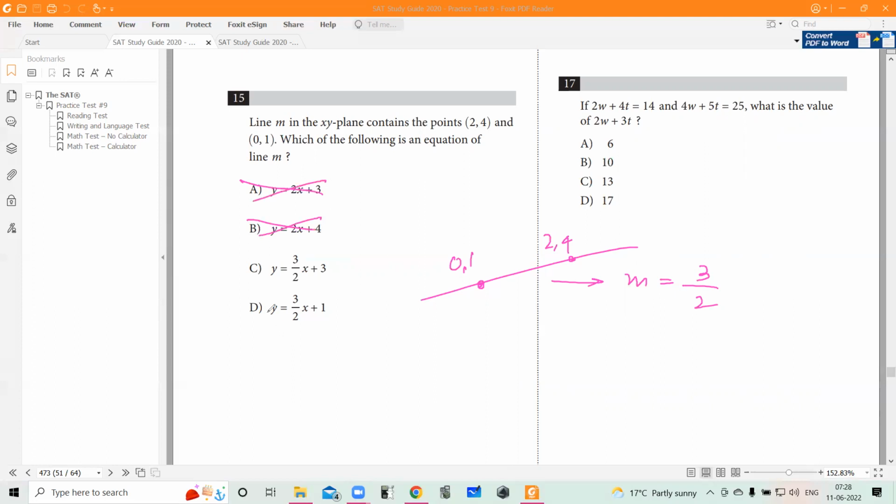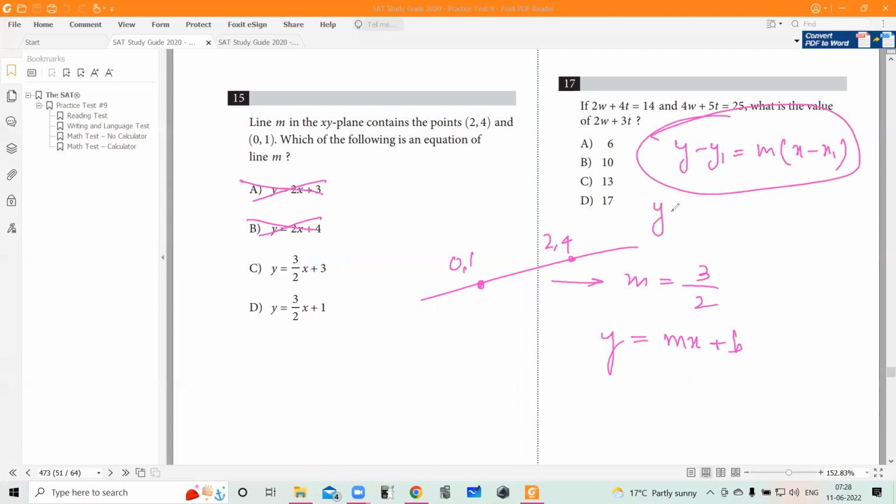Eliminate A, eliminate B. So C and D can be the answer. Now we can use the formula y minus y1 equals m times x minus x1. You could also use the slope-intercept form, y equals mx plus b, but this formula gives it to you too.